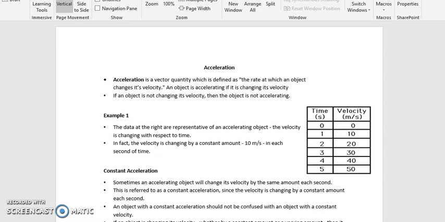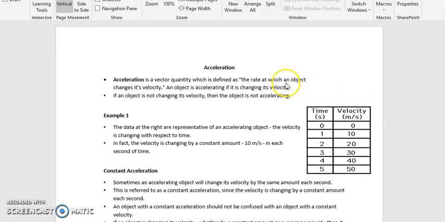Hey everyone, so last class we were looking at position time graphs and how to graph the velocity and slope, all that on a position time graph. Today we are going to move on to acceleration. And so acceleration is related to velocity like we were talking about, but it's a little bit different.